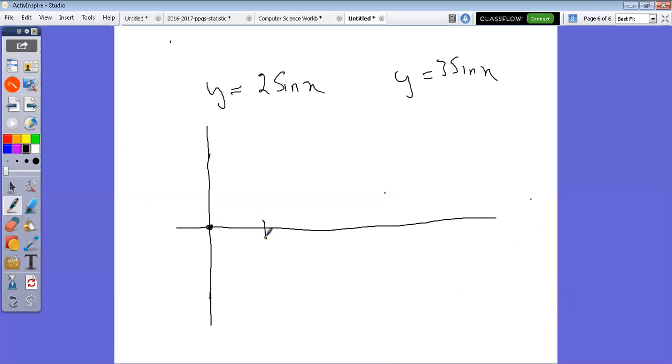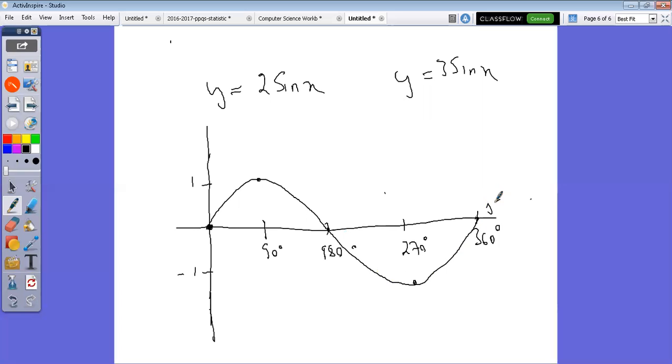So 0, 90 degrees, 180 degrees, 270 degrees, and 360 degrees. Then we're going to have 1, negative 1. We said 0 there, 1, 0, negative 1, 0 for the original graph. So this is the graph of y is equal to sine x. Clear? This is the x-axis, y-axis.